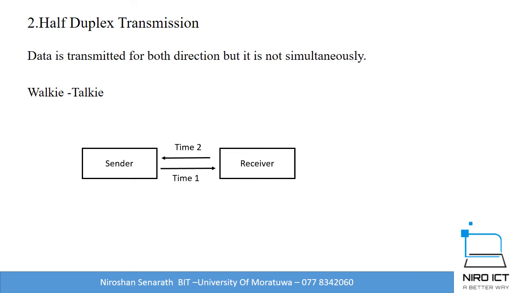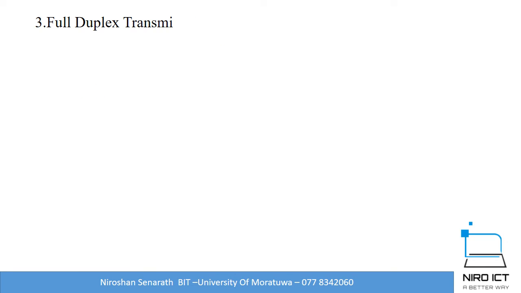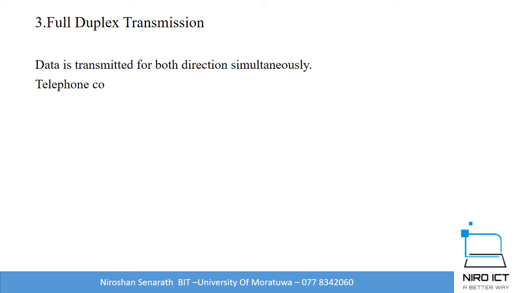We can send something for both directions. But let's move to the next part. So this is full duplex transmission. Full duplex means, like we did in the half duplex mode, we transmit data in both directions. Here that is similar. In full duplex data transmission, we can transmit data in both directions.